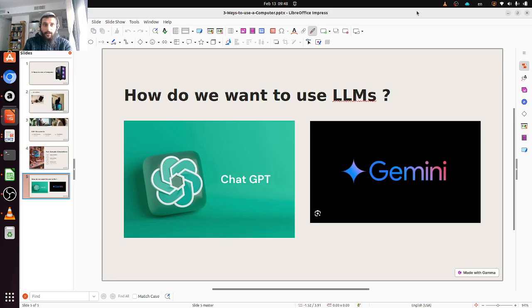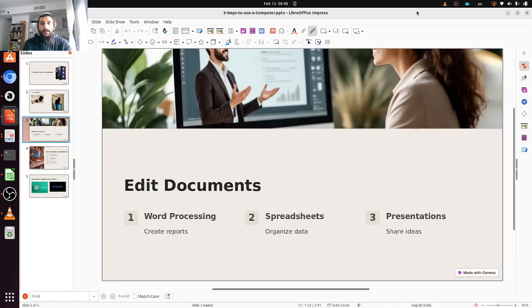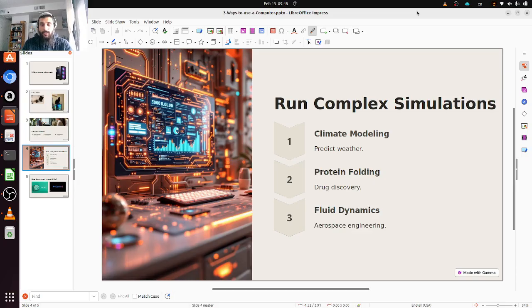And only by using techniques for efficient communication with LLMs can we boost our level of interaction with them from this level to this one.